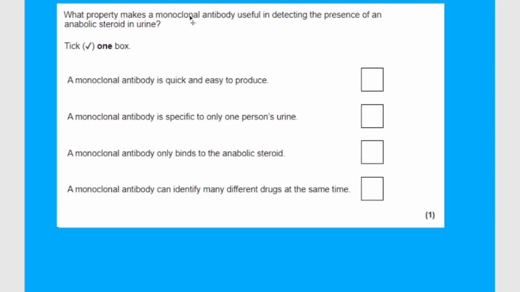What property makes a monoclonal antibody useful in detecting the presence of an anabolic steroid in the urine? So which one of these is it? A monoclonal antibody is quick and easy to produce. A monoclonal antibody is specific to only one person's urine. A monoclonal antibody only binds to an anabolic steroid. Or a monoclonal antibody can identify many different drugs at the same time.